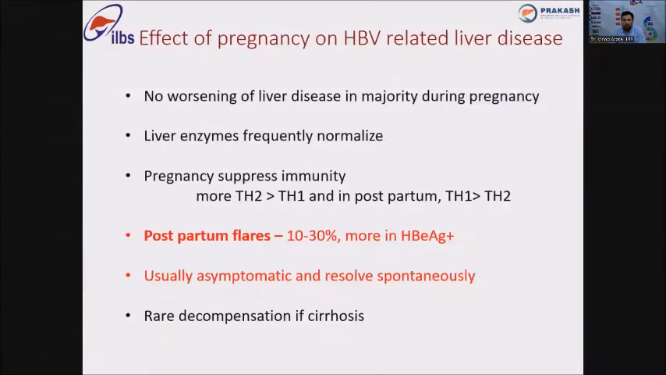There is no worsening of the liver disease, which is seen in the majority of patients with hepatitis B during pregnancy. The liver enzymes frequently normalize. Pregnancy basically suppresses the immunity, that is, there is more Th2 than Th1, and in the postpartum period Th1 exceeds Th2. So a postpartum flare can be noted in up to 10 to 30%, especially in anti-E positive hepatitis B. However, it is usually asymptomatic and resolves spontaneously. Rarely, it can cause decompensation of underlying compensated chronic liver disease.